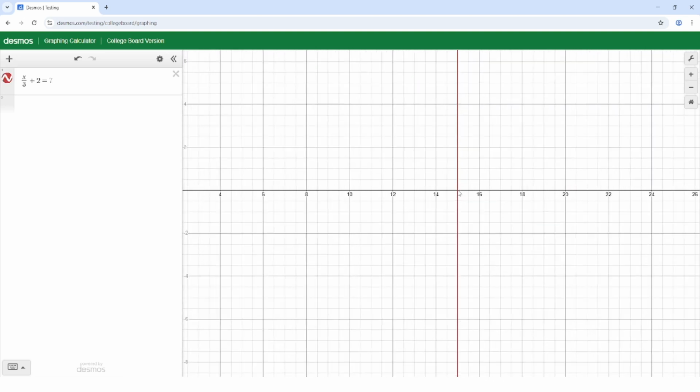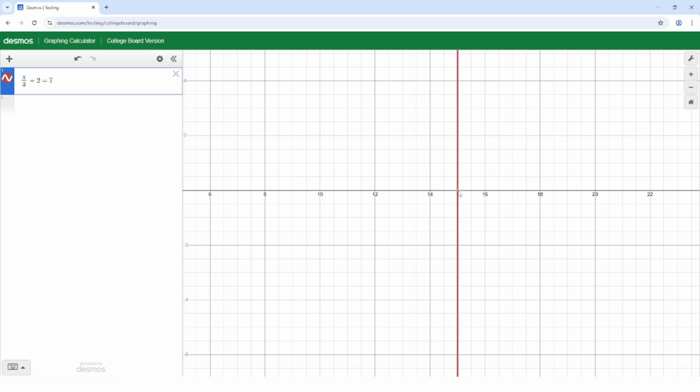Just click on it, and you can also label it. Click on it. That's it. And our answer is 15. See how easy it is?